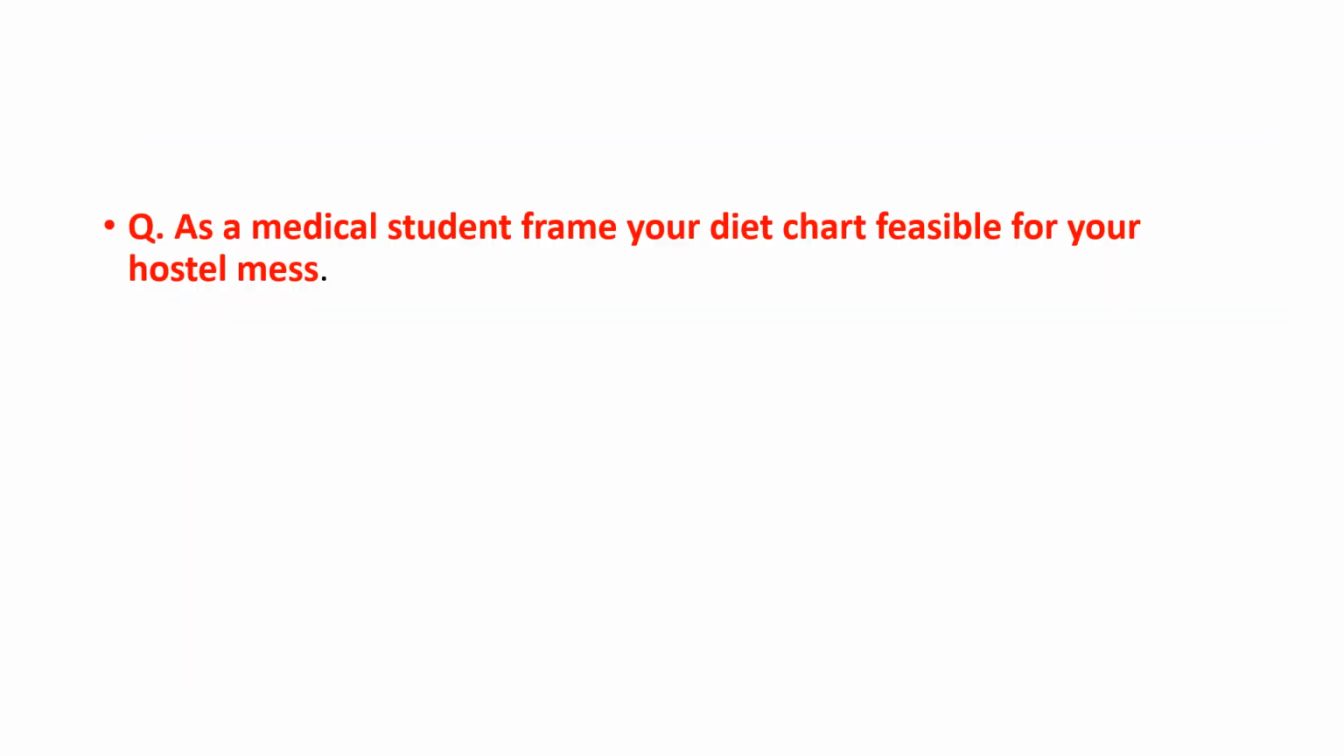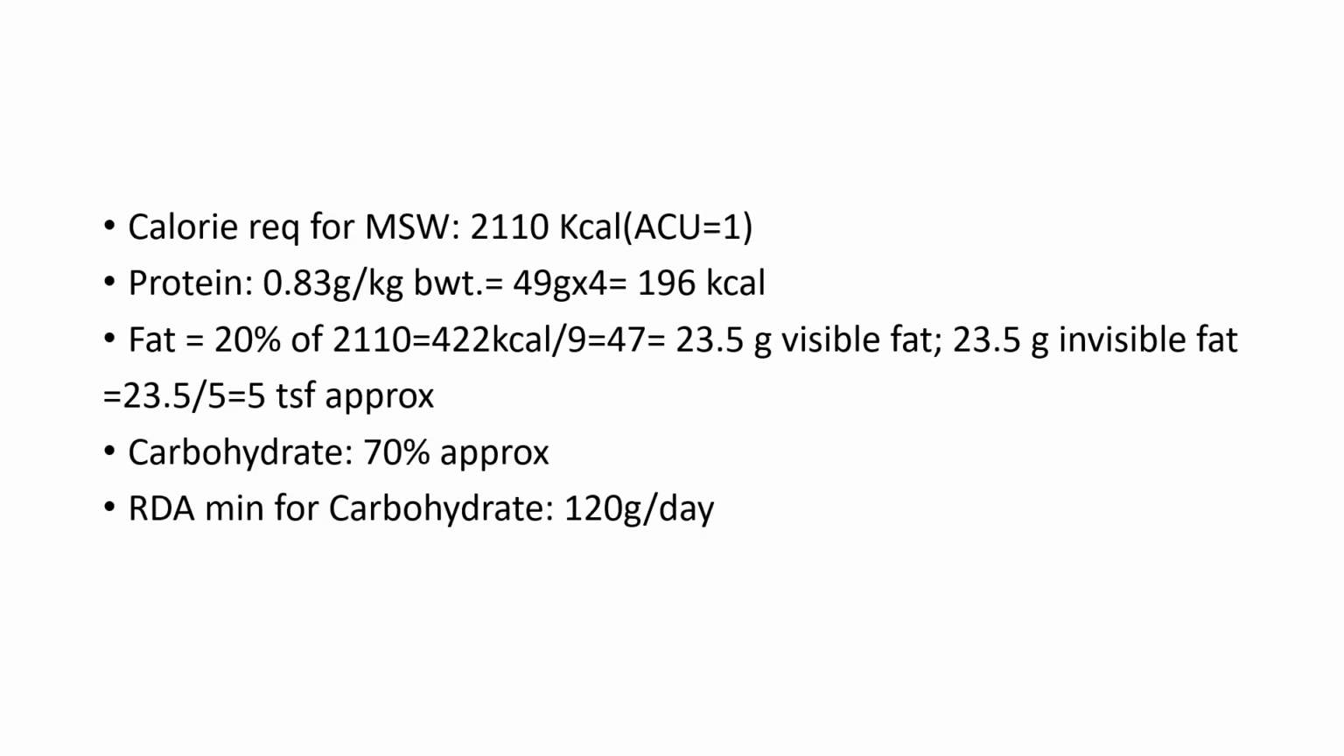So now with that, IMCI based diarrheal management, a very interesting and very relevant one also. How to frame a diet chart feasible for your CBME as a medical student. So let's presume that the medical student in question is a male sedentary worker, given the work pattern. So the calorie requirement will be 1 ACU, 1 adult consumption unit, and that is equivalent to 2110 kilocalories.